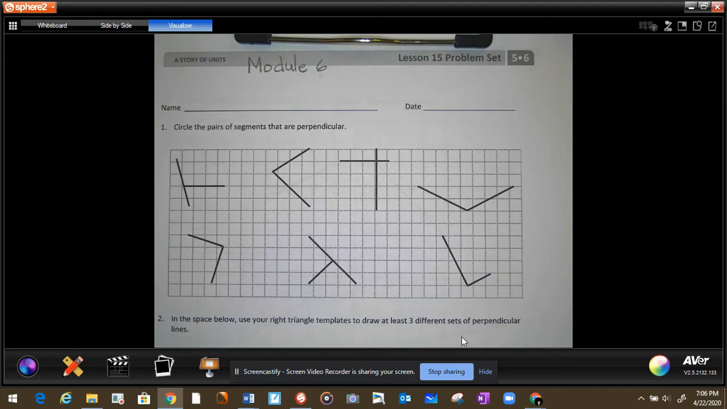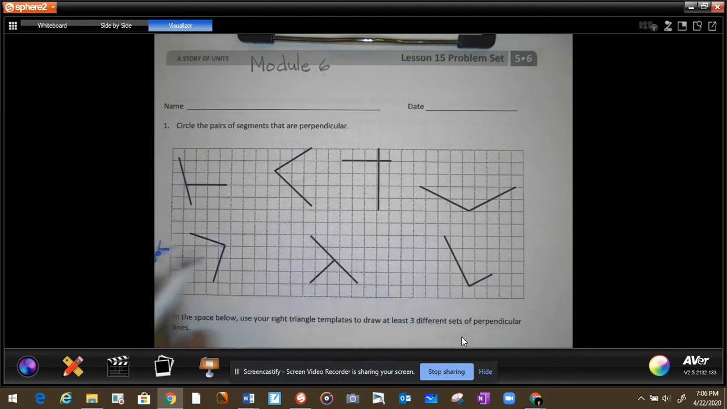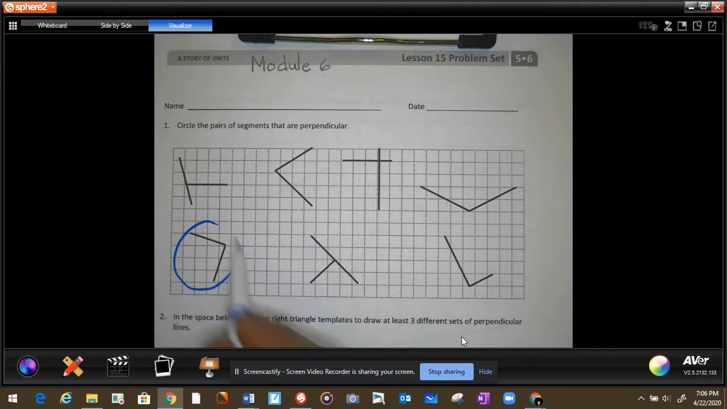So we're going to look. Here's a trick that you can use. If you have an index card or anything that has a right angle corner, you can use it to identify the pair of segments that are perpendicular. If you look at this one, see how the corner fits right there? That means this is a 90-degree angle. That's how you know it's a 90-degree angle. So that means we circle this one because this is a perpendicular line.